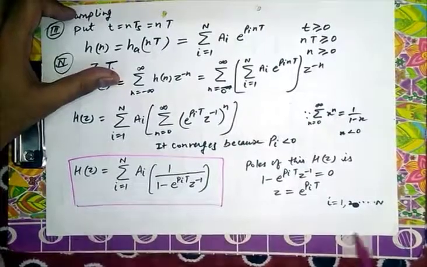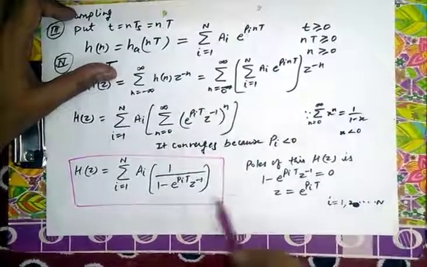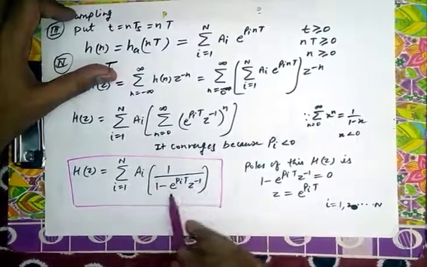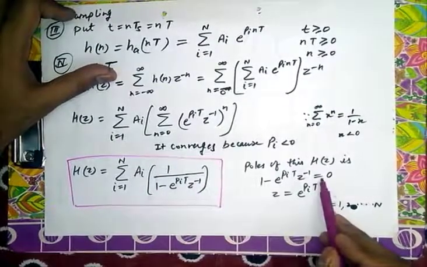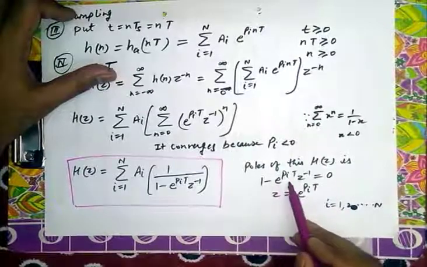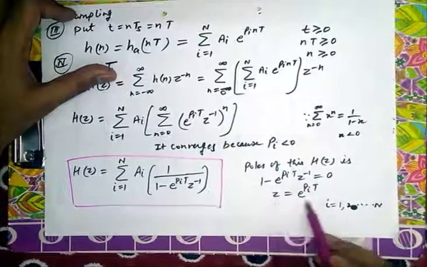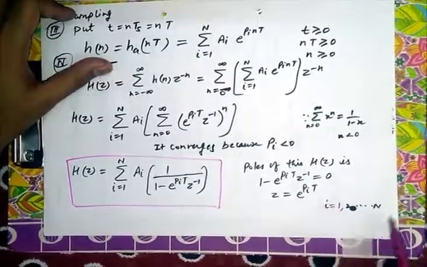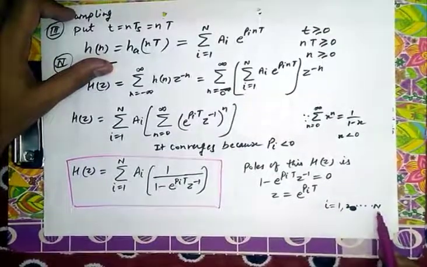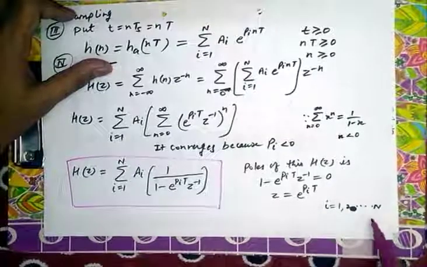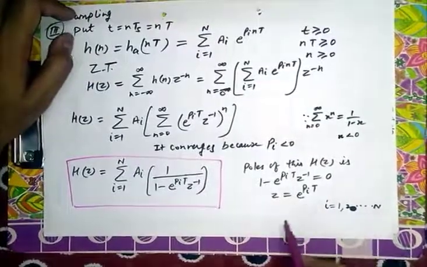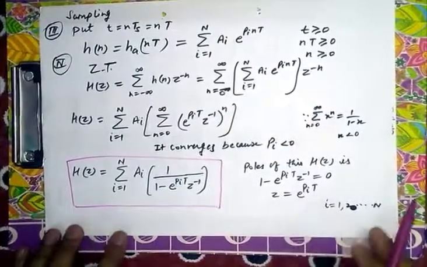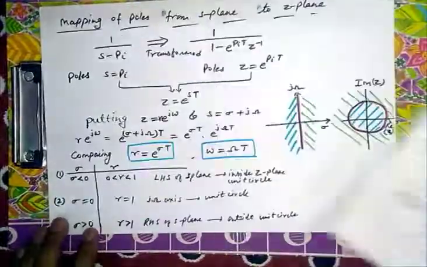After putting this formula, 1 upon 1 minus e raised to p_i T z inverse is the final formula for H(z). Further, we can check the poles of this H(z) filter: the denominator term must be equal to 0, that is 1 minus e raised to p_i T z inverse equals 0, or z equals e raised to p_i T, for i varying from 1 to n. So there are n poles, and each pole in the z domain is z equal to e raised to p_i T. Now let us conclude the results.